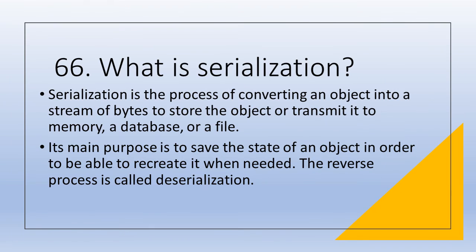What is serialization? Serialization is the process of converting an object into a stream of bytes to store the object or transmit it to memory, the database, or a file. Its main purpose is to save the state of an object in order to be able to recreate it when needed. The reverse process is called deserialization.